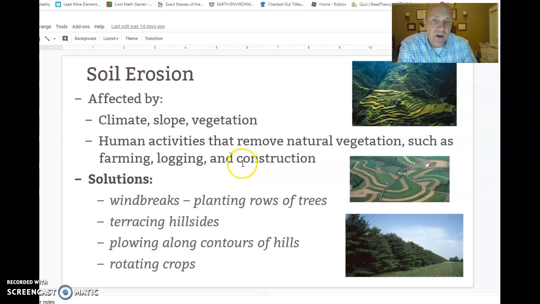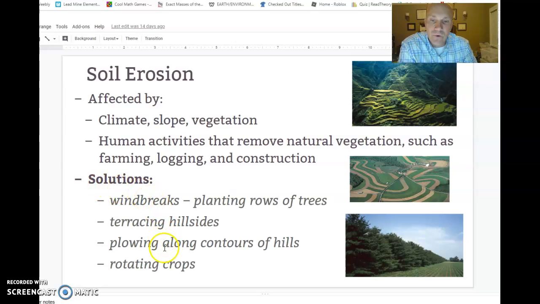All right. So one thing that you might have noticed whenever you see a new neighborhood being built is that one of the first things that they do is they have to cut down all the trees and flatten out the land so that they can build the houses. And during that time, when you don't have a lot of trees in the ground, that dirt is very susceptible to getting washed away. So construction is one of the big culprits in soils being eroded away.